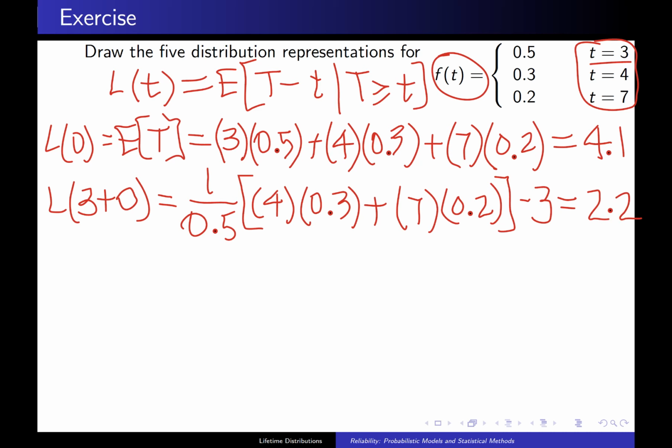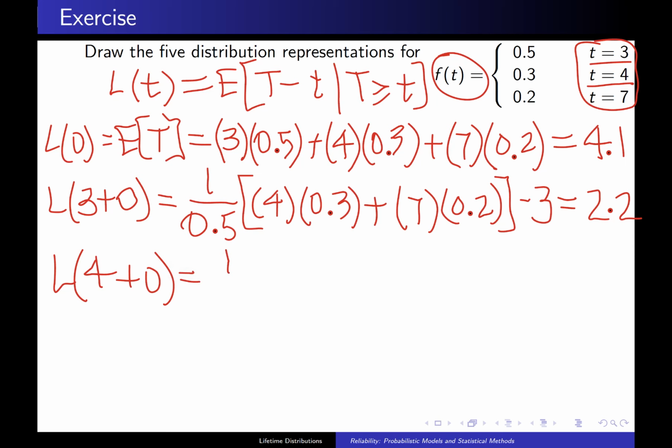Finally, the last piece between time 3 and time 4, this will decrease from 2.2 down to 1.2. And then at time 4, it jumps upwards again, so we're trying to figure out L of 4 plus 0. That's the value of the mean residual life function just to the right of 4.